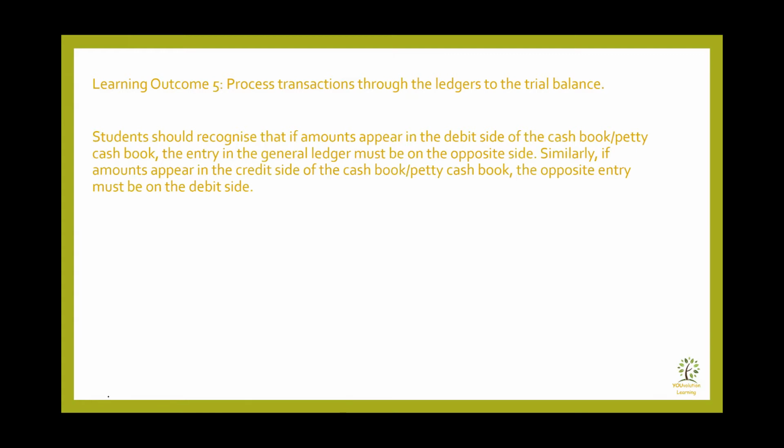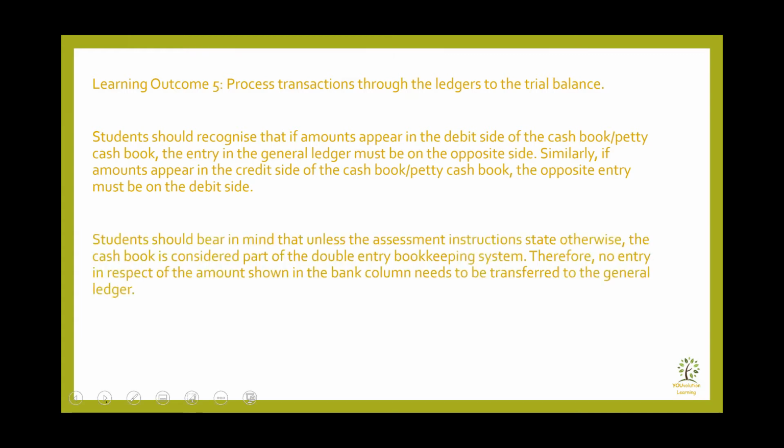Now, the examiner also provides us some really useful hints and tips as well. So we've got the first one saying students should recognize that if amounts appear in the debit side of the cash book or petty cash book, the entry in the general ledger must be on the opposite side. So if we've already debited the cash book or petty cash book, then we need to credit somewhere else. Likewise, if we've already credited the cash book or the petty cash book, then we need to debit another account. So remember that dual effect on our transactions.